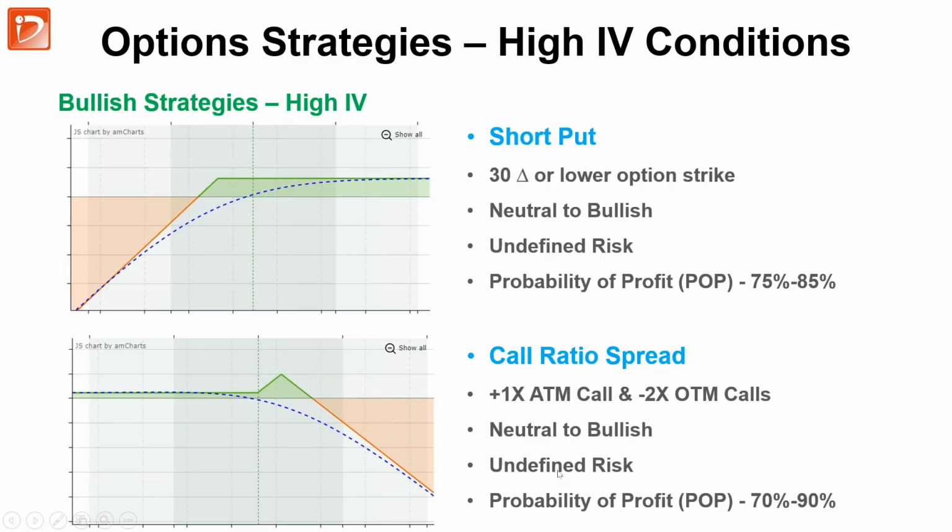In this call ratio spread, you can also use different ratios. For example, you can use 2 at the money calls and 3 out of the money calls, or 3 at the money calls and 5 out of the money calls. So you can do different combinations as well. Usually this kind of trade is done when the call premiums are very high, or when there is a volatility forward skew, when call option premiums are higher than put option premiums.